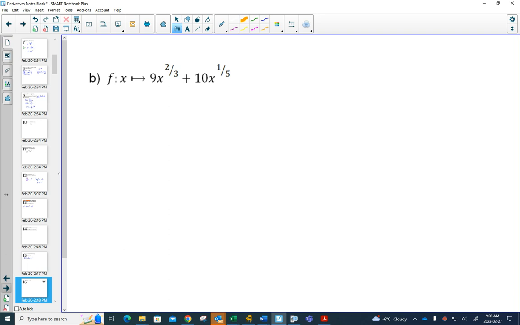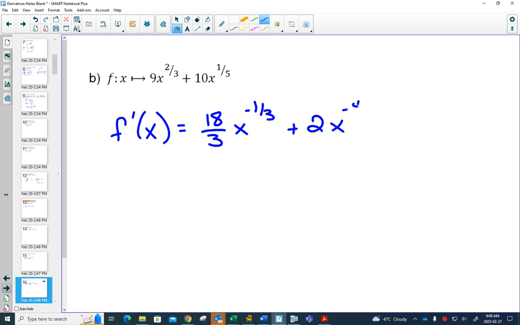But now, we can just go another notation, okay? I'll just change it to this regular notation. The 2/3 would come out in front. That would give you 18/3. Subtract 1 from the exponent. The 1/5 would come out in front. That'll give me 2. Subtract 1 from the exponent. I could simplify this to 6 if I'd like.